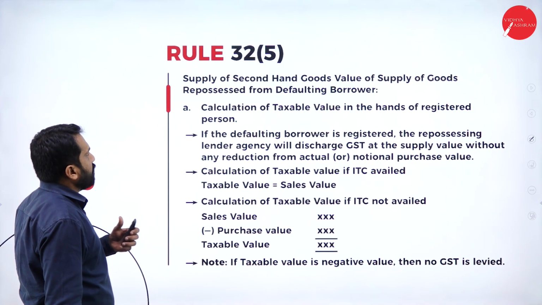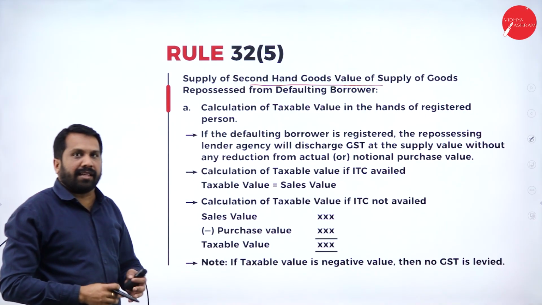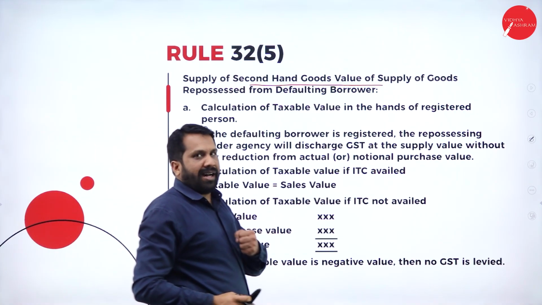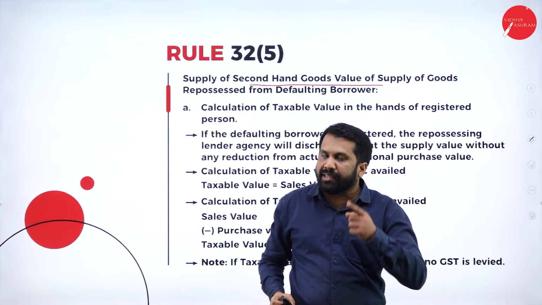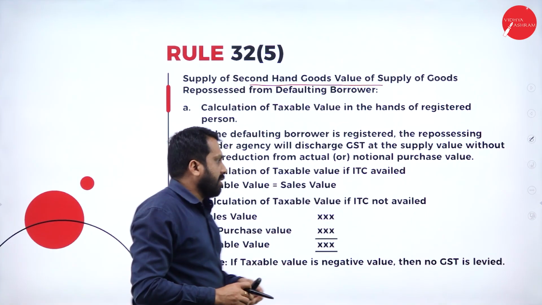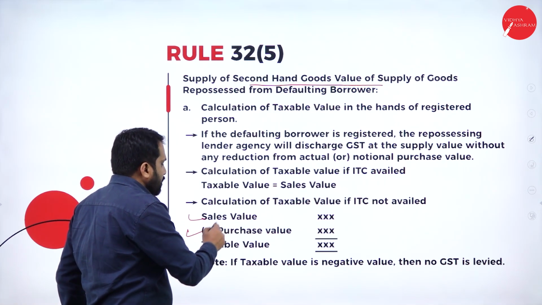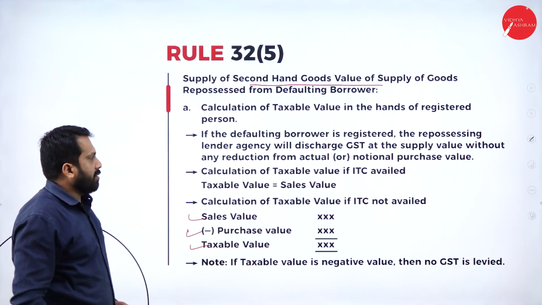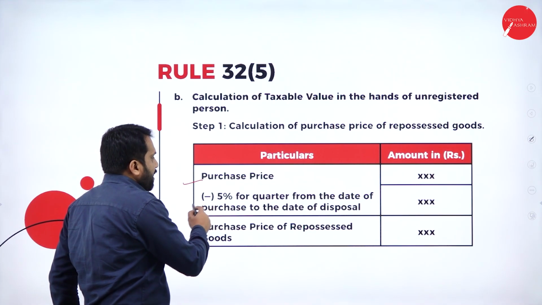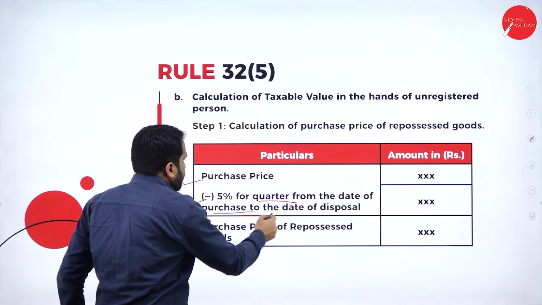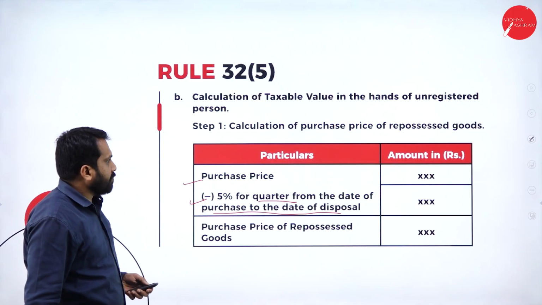Rule 32 subsection 5, supply of second hand goods. See, usually what happens, the new product will be sold. Once it is manufactured, you will pack and you will sell. There is a first time selling, but after selling, that person will sell it to somebody. That is second hand. Now, again, calculation: sales value minus the price at which you purchased, the remaining will be taxable value. Now see, calculation of taxable value: purchase price minus 5% of the quarter from the date of purchase to the date of disposal. It is nothing but the depreciation you are reducing.